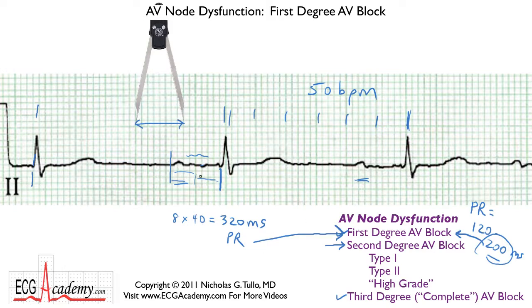So indeed, first degree AV block means the PR interval is greater than 200, but you see, you still have 1-to-1 conduction of each of these QRS complexes. That's 1-to-1 with a little colon there. That's how you write it.